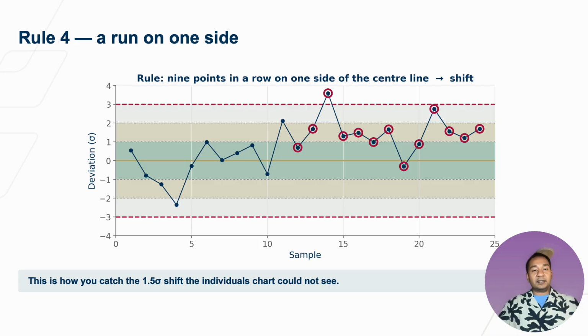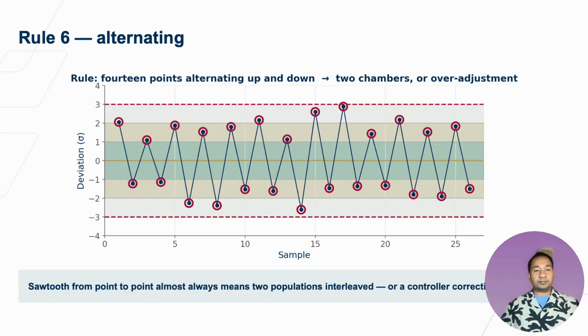Rule 1 catches sudden, large changes. Rule 4 catches small and sustained ones. Between them, they cover the 2 failure modes that matter the most. If you ever enable only 2 rules, and there is a real argument for restraint, enable these 2.